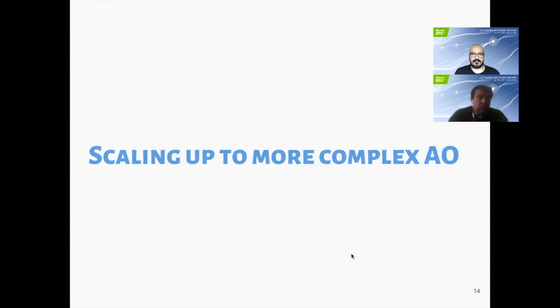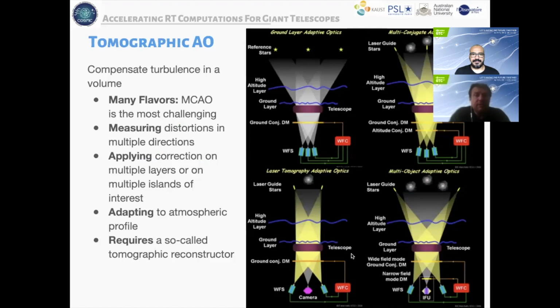So as I was saying, we want to scale up to more complex adaptive optics systems, and one of the most complex AO concepts is called tomographic AO. And in fact, it comes in many flavors. What we call multi-conjugate adaptive optics is probably the most challenging.